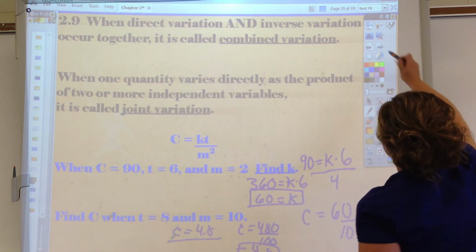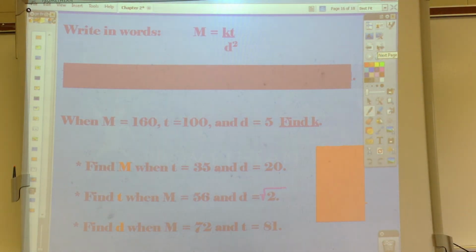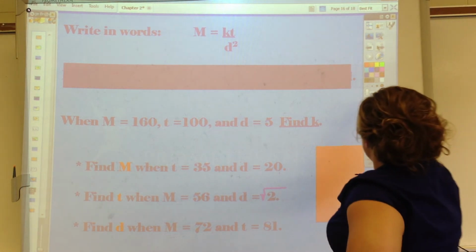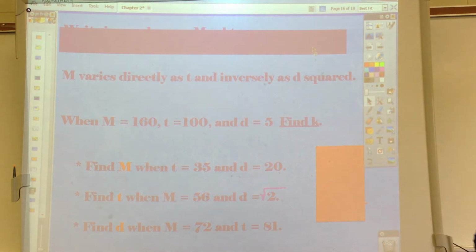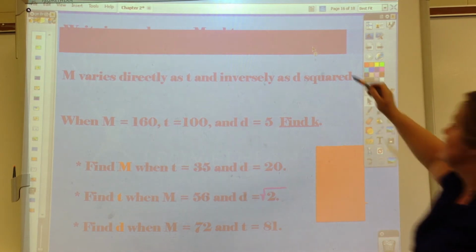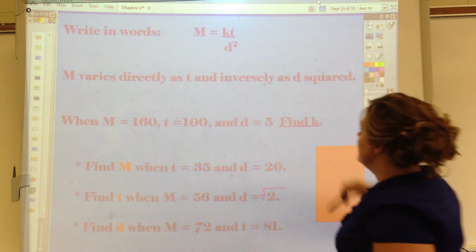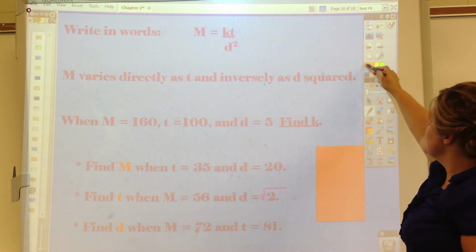All right, let's take a peek at joint variation. Oop, not yet. Let's do one more with combined variation. I'd like you to go ahead and try to write in words this variation right here. Hopefully you told me that m varies directly as t and inversely as d squared. Now, if we know m, t, and d, we can find k. Let's do one more example of that.